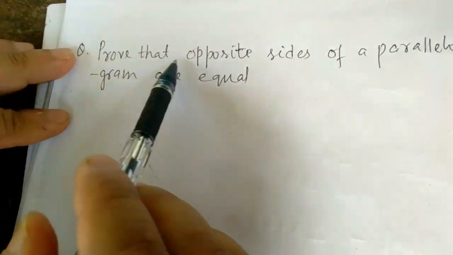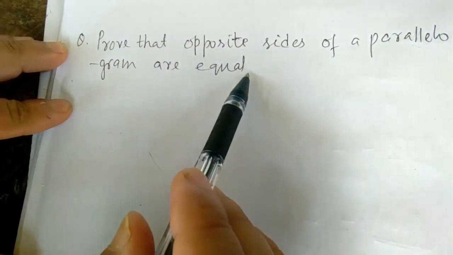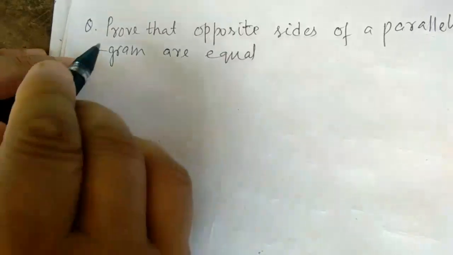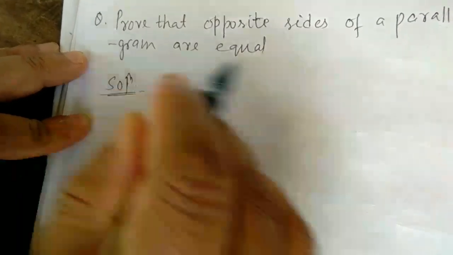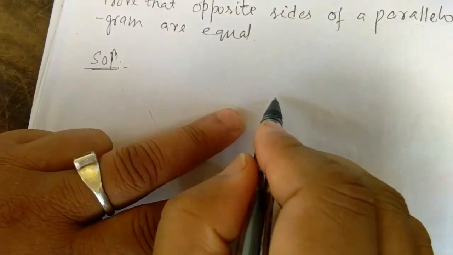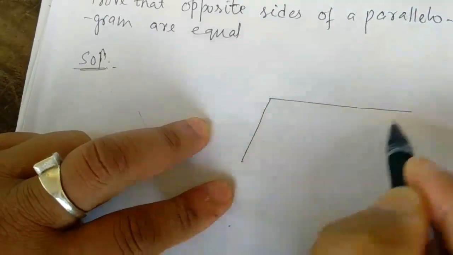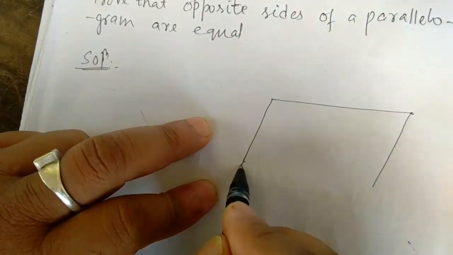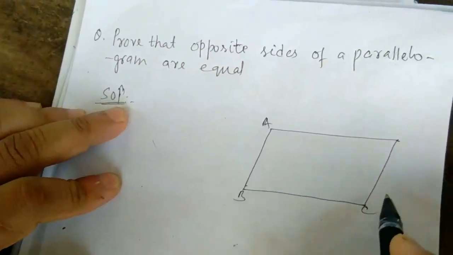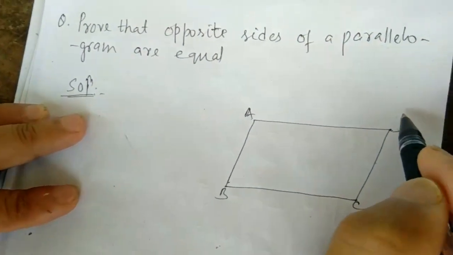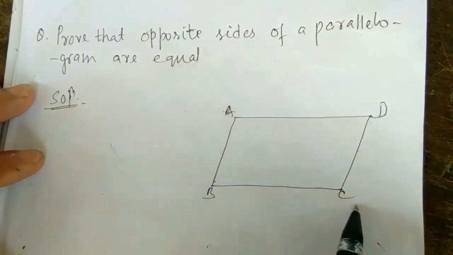Okay, next question and today's last question. Prove that opposite sides of a parallelogram are equal. How to prove? Let me show you the solution part. First we have to draw the diagram. I am doing it by freehand, you use scale and pencil and draw nicely. This is a parallelogram ABCD. We have to prove opposite sides are equal, that means AB equals CD and AD equals BC.